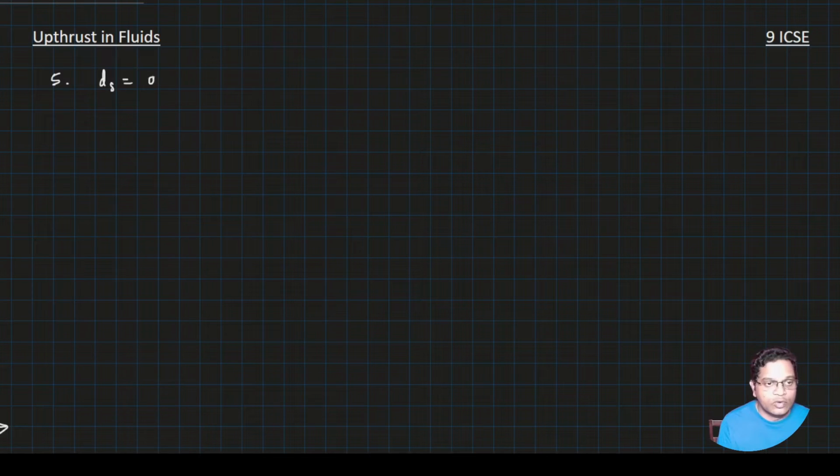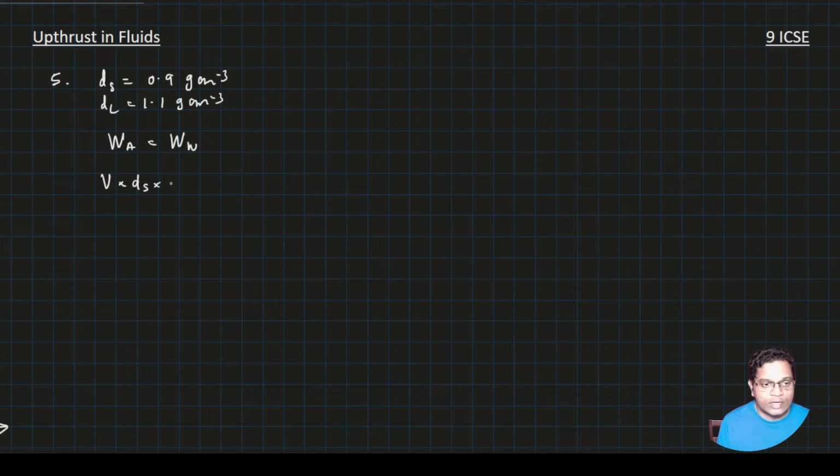Density of ice is given to you as 0.9 gram per centimeter cube, and the density of seawater is 1.1 gram per centimeter cube. Again, the question they are asking is what portion of ice will remain below the surface of water, similar to what we have done. So again, weight in air will be weight inside water. So this will be total volume times density of solid times g. This will be the volume submerged times density of liquid times g. So this gets cancelled. This is density of solid, that is 0.9, and here you have 1.1.